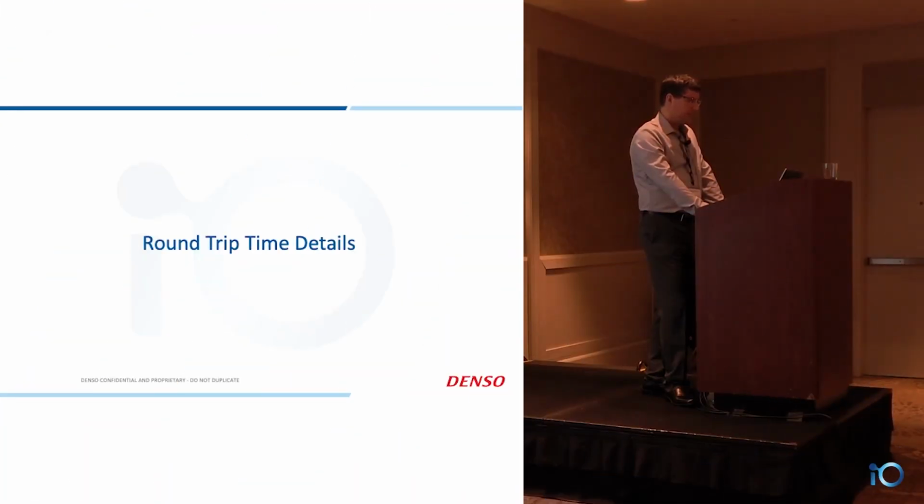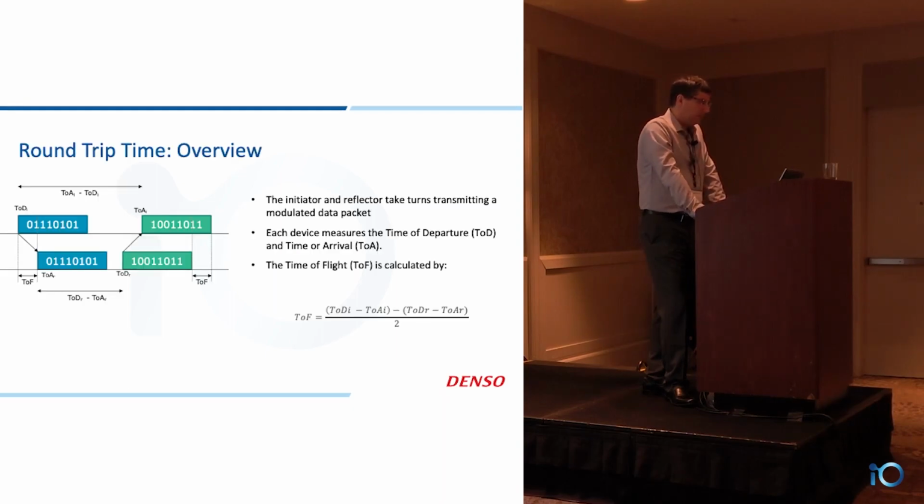We will go into the details of what round-trip timing is. Round-trip timing is sending a modulated data packet, represented by the box in blue, from the initiator to the reflector. The top line in the figure on the left is the initiator, and the bottom line is the reflector. As that signal propagates in space, there's a little time gap, noted by that figure called time of flight, TOF. Right, there's a propagation delay there.